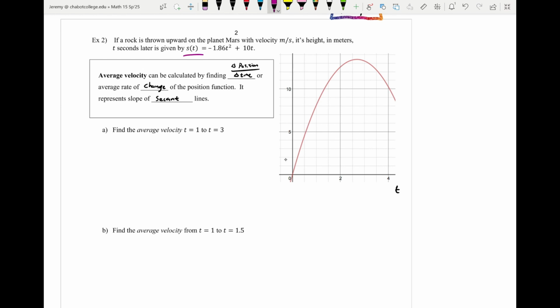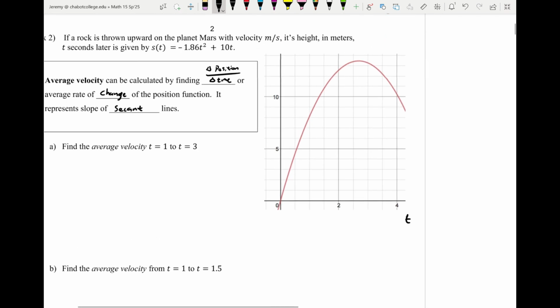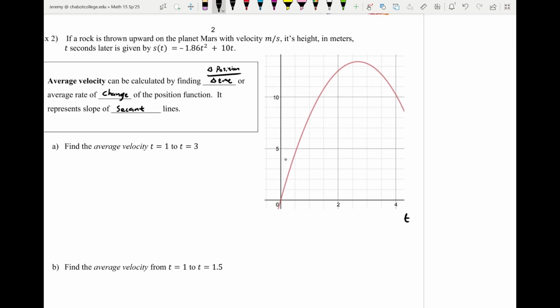Okay, so s is commonly used to represent position. Don't confuse that, don't think that's speed or something like that. S is generally used to represent position. So looking at this graph, we have the t-axis, and then we have the s of t-axis. We can just note that this is in terms of meters, and this is going to be in terms of seconds.